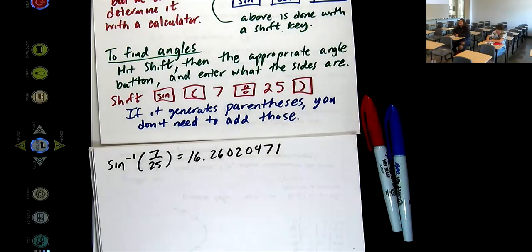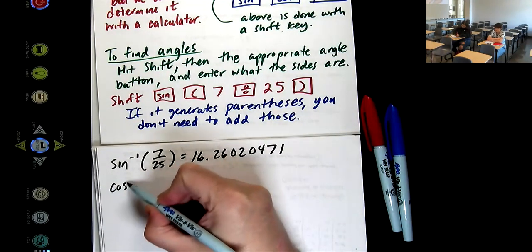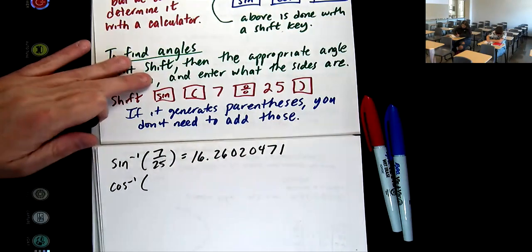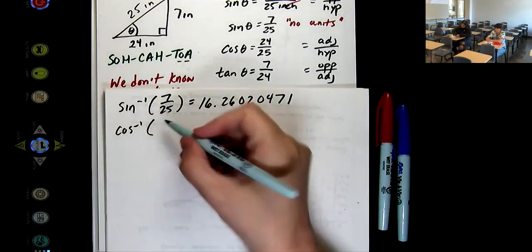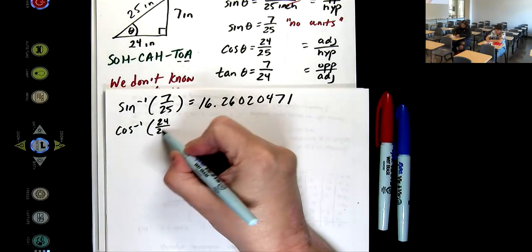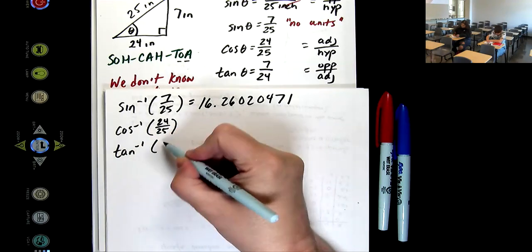16.26020471. In fact, I recommend writing down as many digits as your calculator shows for later steps when we use it in problem solving, because you don't want to round until your very end. We should get the same thing if you do cosine inverse of its value. Recall its value was 24/25. I'm going to do cosine inverse of 24/25, and I'm going to do tangent inverse of 7/24.